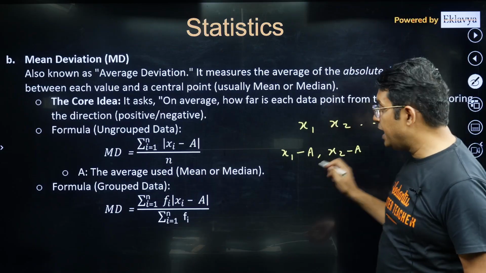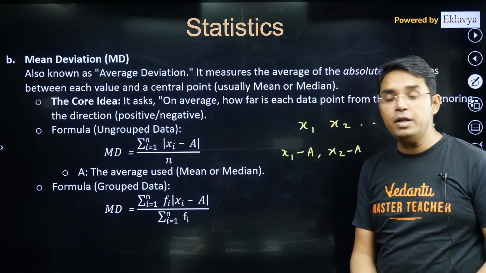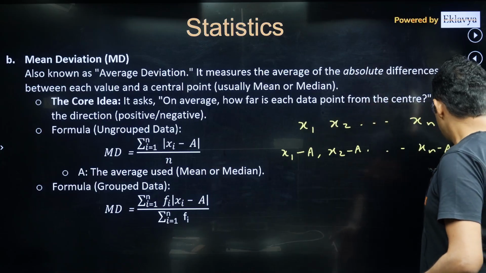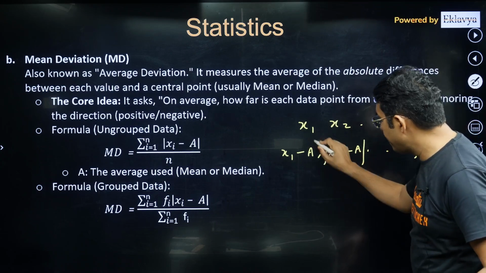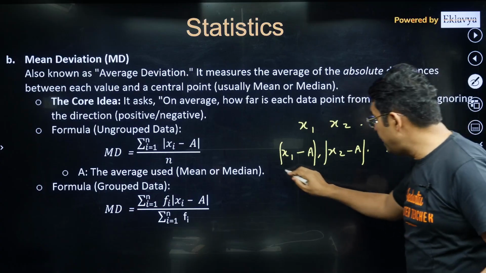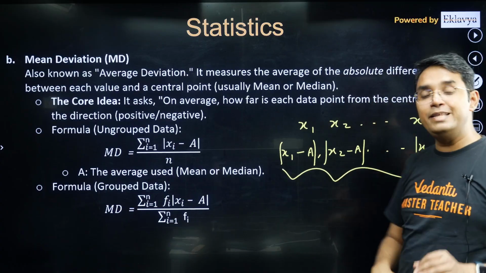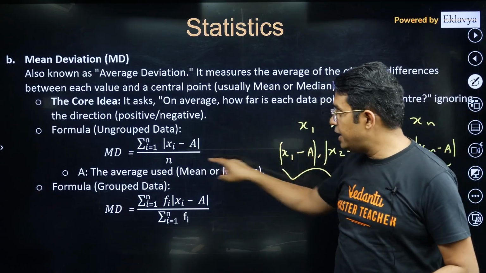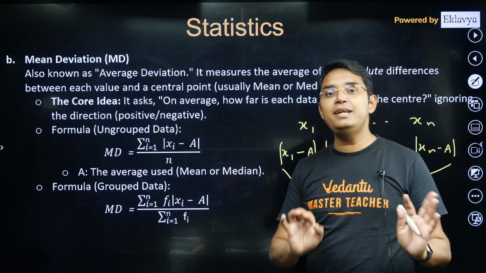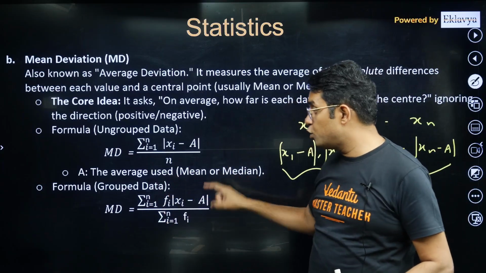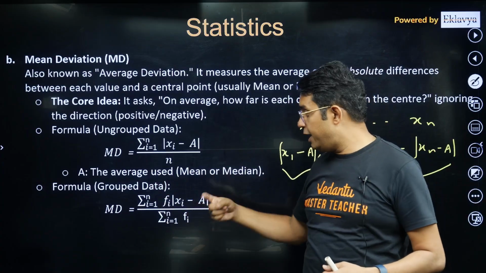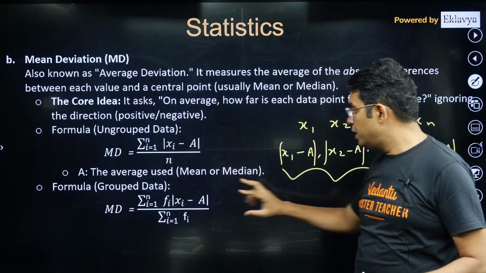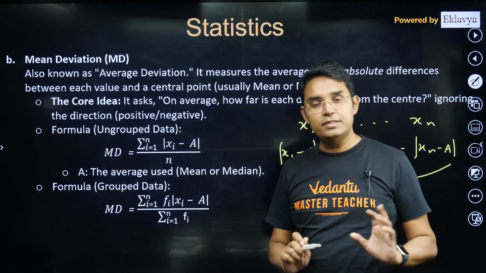Let's say a; this a can be the arithmetic mean, it can be the median also. So we will be subtracting all the data by this. We will take mod of all of them, and then we will take the average of all these values. So summation of all these mod xi minus a, divided by n, that will give you mean deviation. The formula for grouped data, where frequency fi is given for each data, is that fi will be multiplied with that particular mod, divided by the summation of all the frequencies.